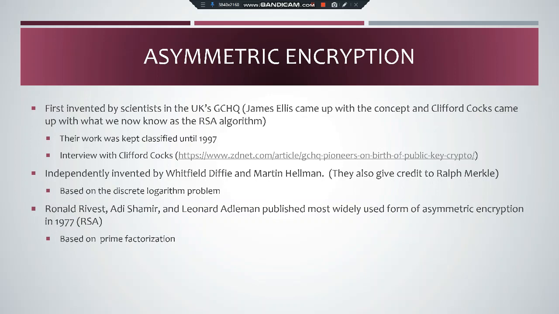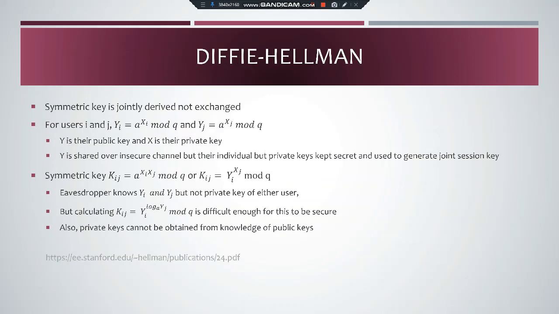Ronald Rivest, Adi Shamir, and Leonard Adleman published the most widely used form of asymmetric encryption today in 1977, otherwise known as the RSA, and the trapdoor function there is based on prime factorization.